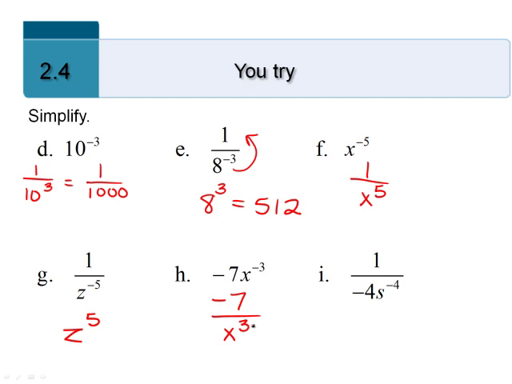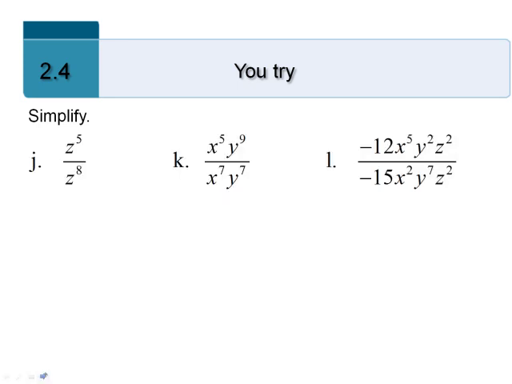Now look at I. Once again, we've got a coefficient of negative 4 on the bottom. That negative 4, the coefficient, the big number, is going to stay where it is. The only thing we're moving is the s to the negative 4 in the denominator. It's going to move to the top. And when we move it to the top, it becomes a positive exponent. So you end up with just s to the 4th over negative 4. We can drop the coefficient of 1 in front of the s. And that would be it for those. So it's a lot of stuff to remember with all those exponent rules.